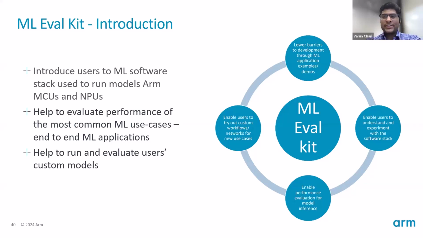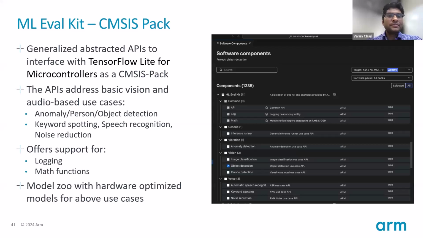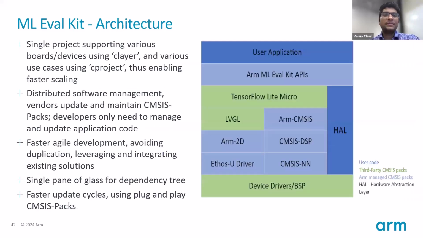It also lets you bring in your own model and build your own application around the model using the underlying stack. It also provides a very easy interface to the TF Lite, TensorFlow Lite runtime for microcontrollers, which is also available as a CMSIS pack. It offers basic use cases like anomaly detection, person or object detection, keyword spotting, speech detection, and noise reduction, and offers support for logging and other math functions. We also have a pretty standard model zoo for all the above use cases. You can use those model zoos and start building your own application. These are all open source, by the way.